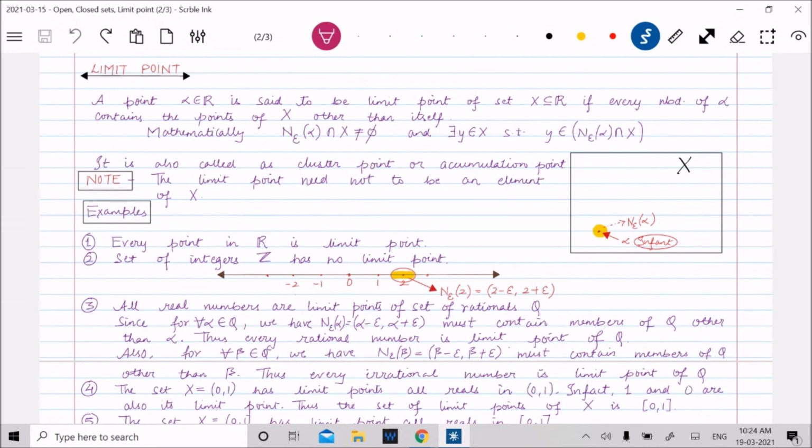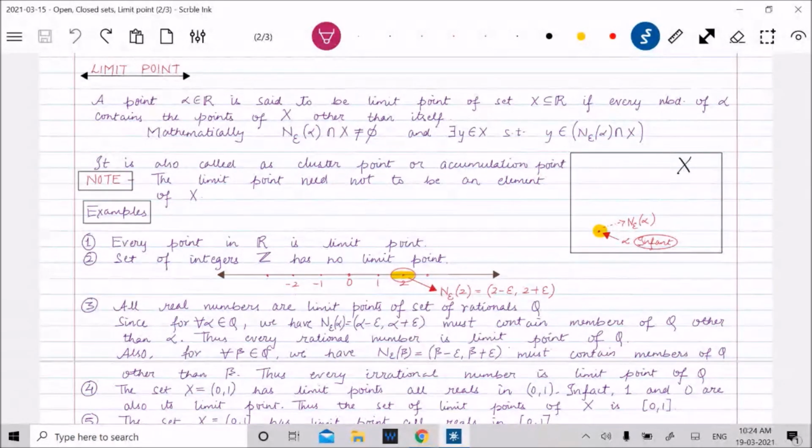Now, since you have selected the rational number 1 upon 2, or you can say 0.5, the neighborhood of 0.5 will be the open interval from 0.5 minus epsilon to 0.5 plus epsilon. Since this is an interval, it will contain an infinite number of rationals as well as irrationals, due to the property that every interval is an uncountable set. So it will have rationals as well as irrationals.